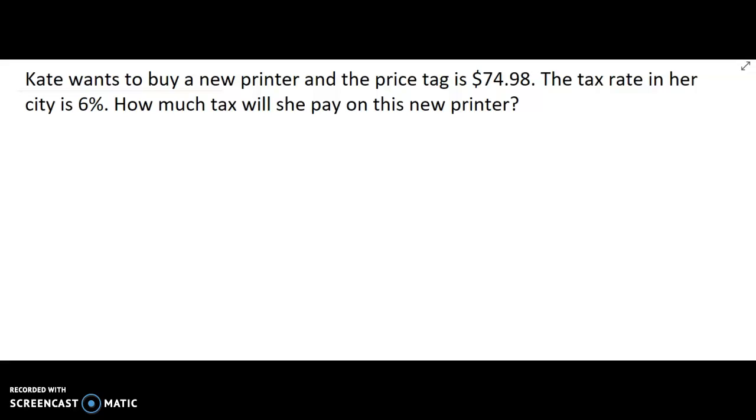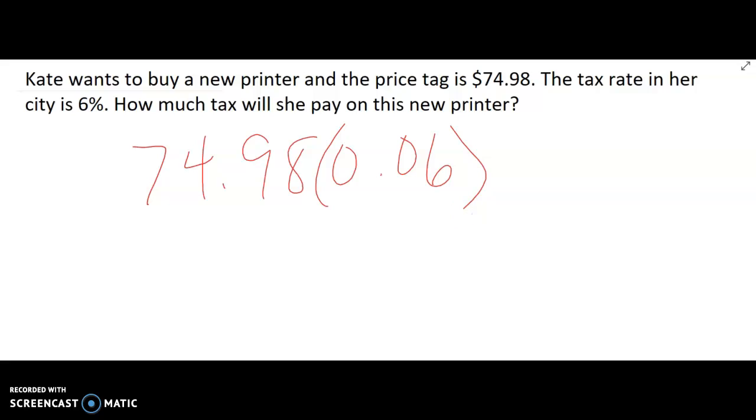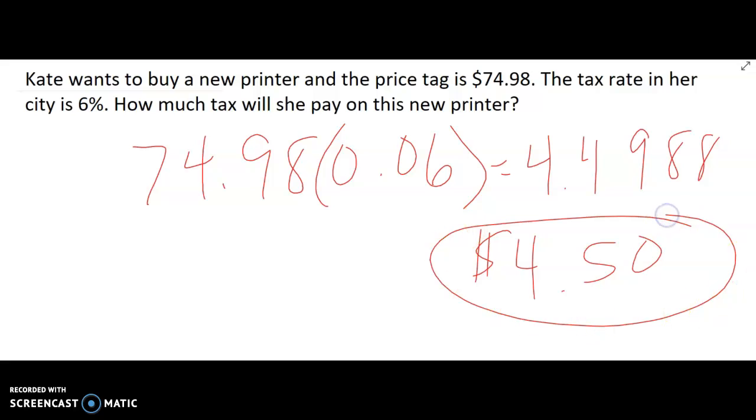It's step one. So we take the price of the item and we multiply by the sales tax percentage as a decimal, and we round, right? This comes out to be 4.4988. So if I round that to the nearest penny, I get $4.50 in sales tax, right? Always important to know how to find sales tax so you can make sure you're not getting cheated out of any money when you go shopping.